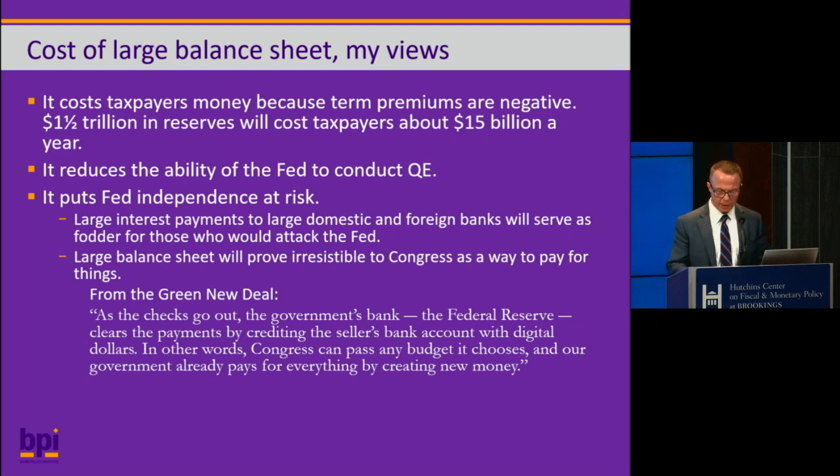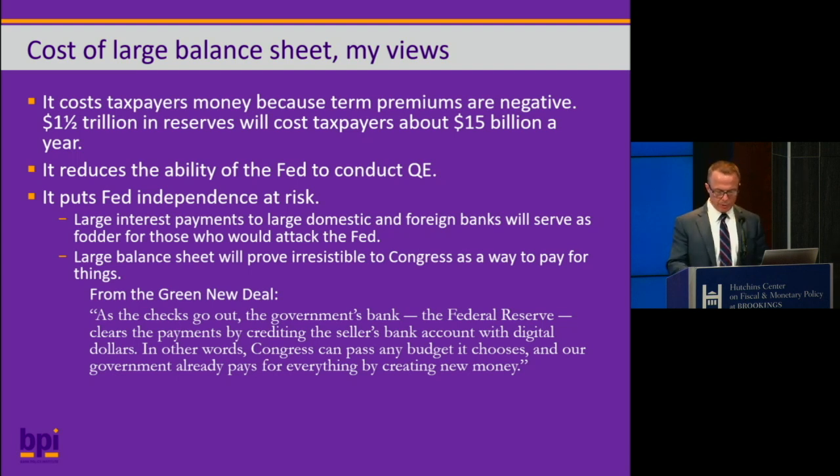Term premiums are negative and have been for years. Moreover, the short rates used to calculate those term premiums have been below the IOER rate when the balance sheet is especially large. For both reasons, going forward, every dollar the Fed invests above and beyond the amount of currency reduces expected Fed income over the term of the securities. That's what a negative term premium means. Using conventional estimates, $1.5 trillion in reserves cost the Fed, and therefore taxpayers, about $15 billion a year in seigniorage.